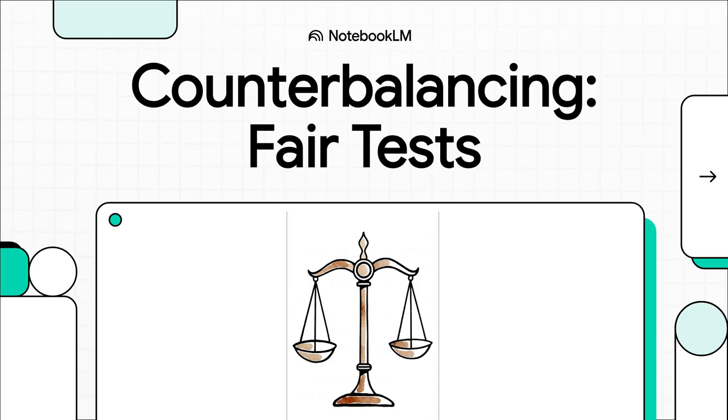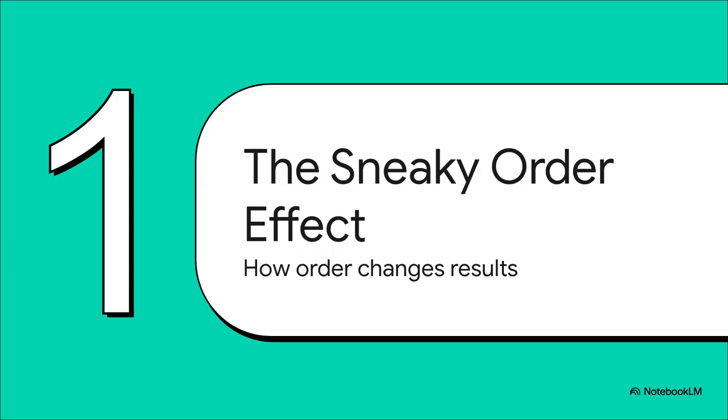Have you ever stopped and wondered how scientists make sure their experiments are actually fair? It turns out there's this sneaky little problem that can completely ruin their results. But thankfully, there's a simple, really powerful technique to stop it. And today we're going to explain exactly that. It's called counterbalancing. So before we jump into the solution, we've got to understand the problem.